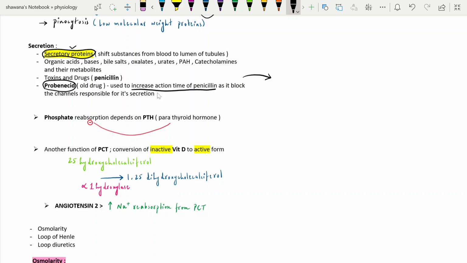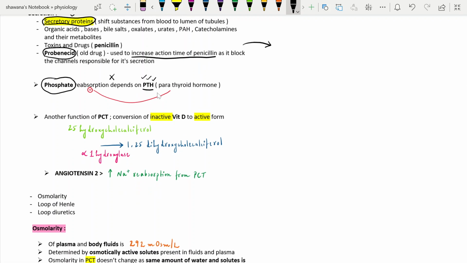Also, hormone influence in the PCT is worth mentioning, namely phosphate reabsorption. We haven't discussed phosphate reabsorption. Phosphate reabsorption in the proximal convoluted tubule depends on the hormone PTH. We can remember the parathyroid hormone as the phosphate trash hormone. It trashes the phosphate. It does not allow the reabsorption of phosphate; it promotes the excretion of phosphate.